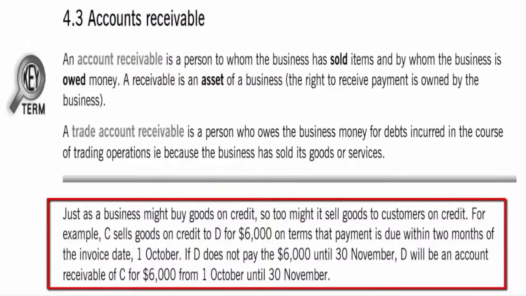The terms of the sale specify that the payment is due in 2 months. The invoice is dated October 1st, so the due date is November 30th. What happens next? Between October 1 and November 30, the $6,000 will be recorded in Business C's books as accounts receivable. If customer D doesn't pay by November 30th, the $6,000 will remain as accounts receivable until it's settled.